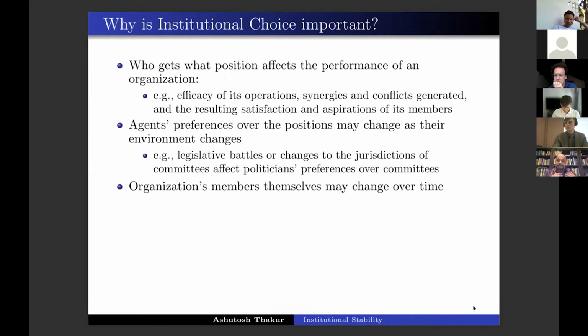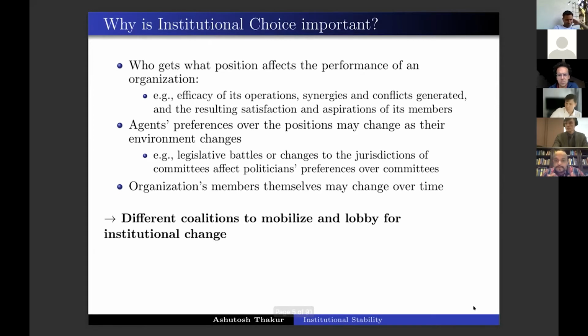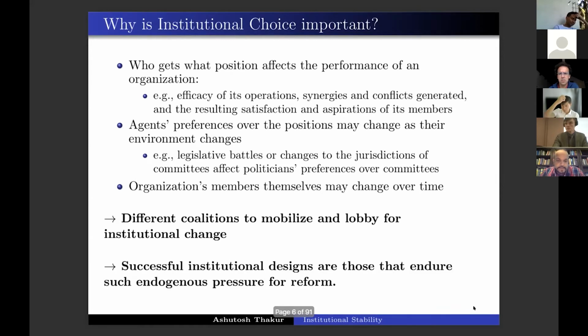Of course, agents' preferences can also change over time. For example, if you're thinking about politicians being assigned to committees, different legislative battles might come up, or jurisdictions of who gets what power in which committee changes, and agents' preferences change. And also the organization's members themselves may change over time, right? So what all this implies is that different coalitions are often going to be mobilizing and trying to lobby for changing the institution, in this case, the matching mechanism. And perhaps a successful institutional design is one that can endure some sort of endogenous pressure for reform, right?